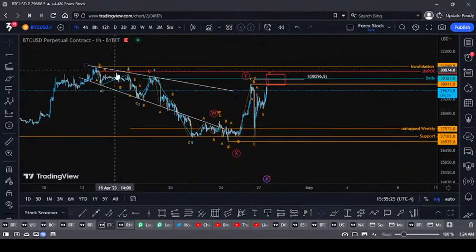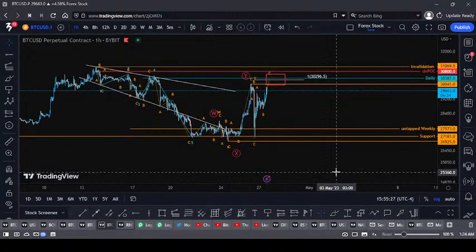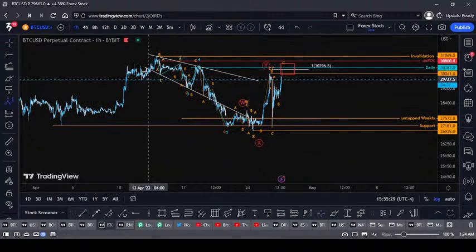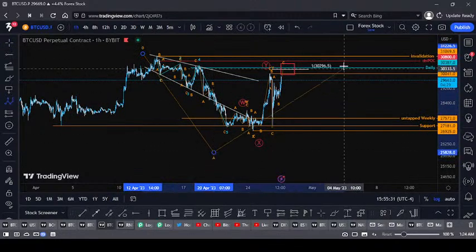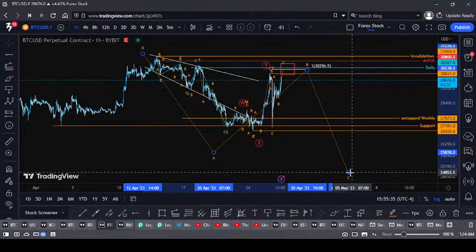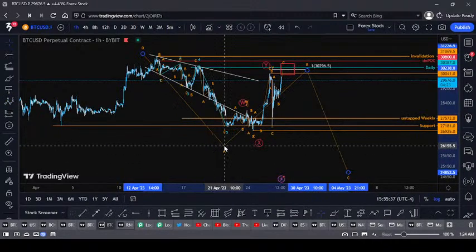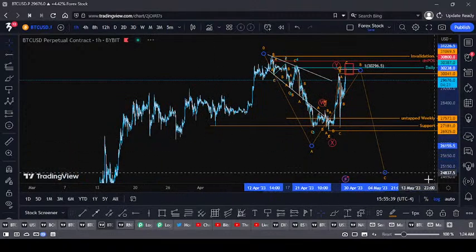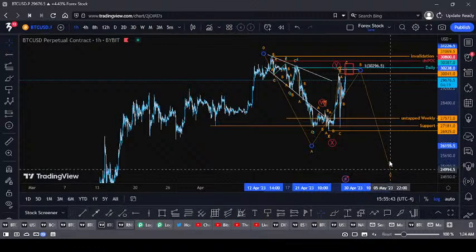If you're counting it as A, B, C, you need to understand that if this is A and this is B, you're looking for the C wave to the downside, like 24-25K. So right now I'm not looking for any downside at the moment.